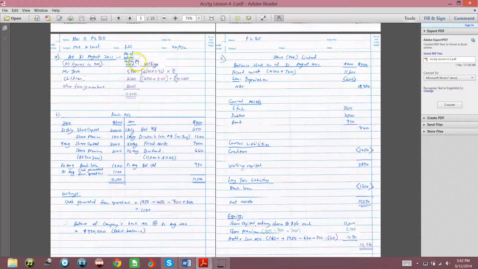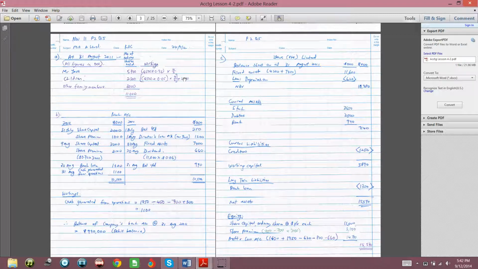The question is asking the number of ordinary shares held. So he issued an additional 2 million ordinary shares to his children. So the number of ordinary shares added to his children is 2 million. So plus the 2,000, because all figures are in thousands. So plus the 2 million here.